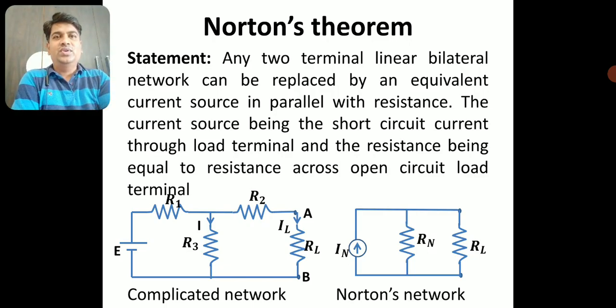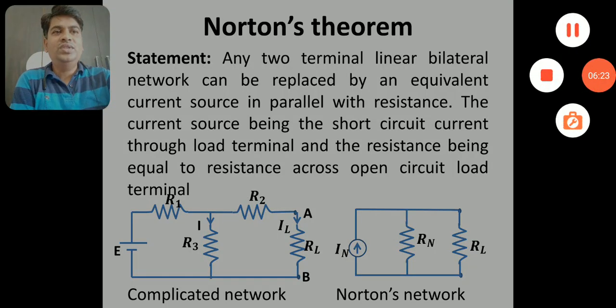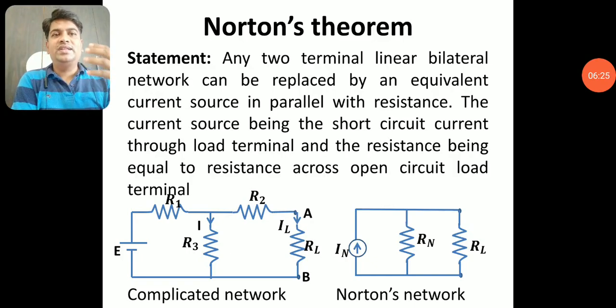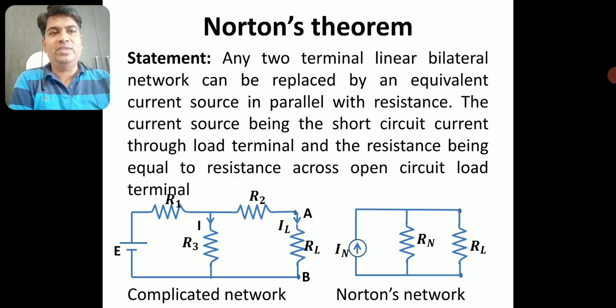Okay, so you have to properly define the value of IN and RN, then only this statement is completed. Right, so this is the statement of Norton's theorem. Overall, a complicated network can be equivalent to this simple network. Now let us find out the value of IN and RN.